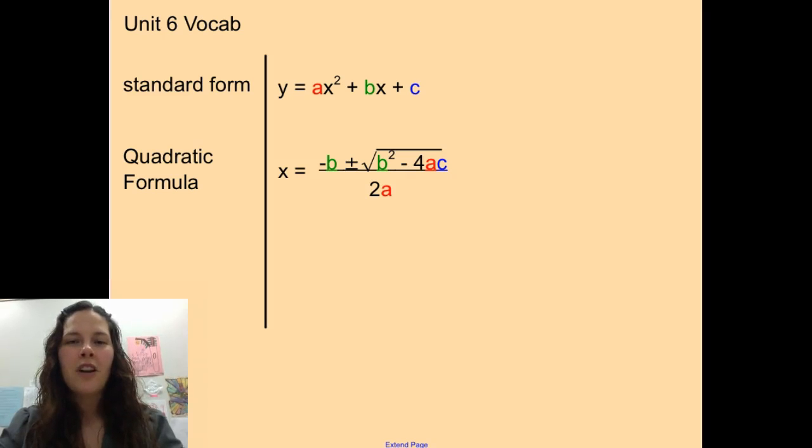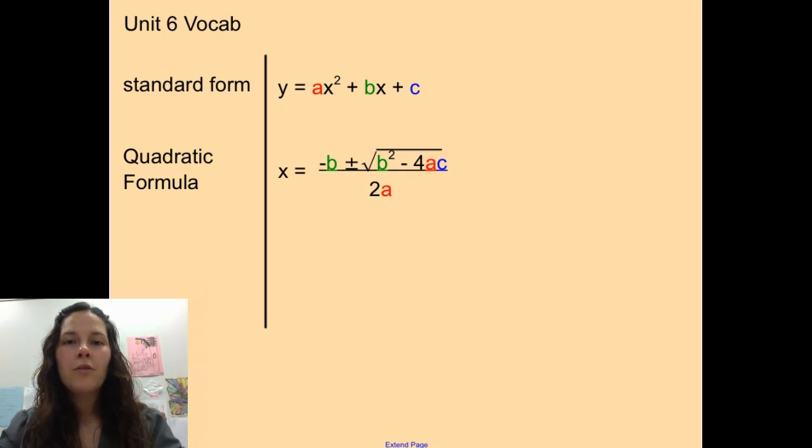Starting off, we have quadratic functions in standard form. So we have y equals ax squared plus bx plus c. Remember, a, b, and c are all numbers. So to solve for x, we can substitute them into the quadratic formula.